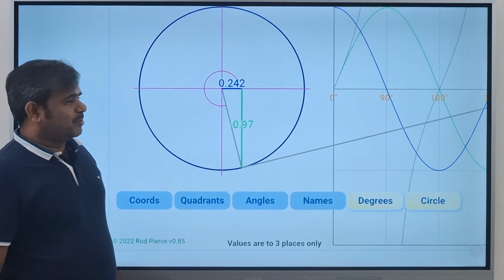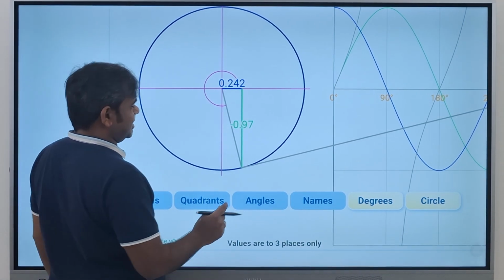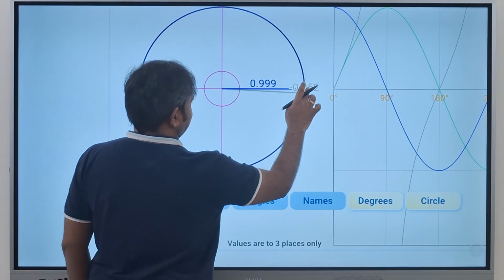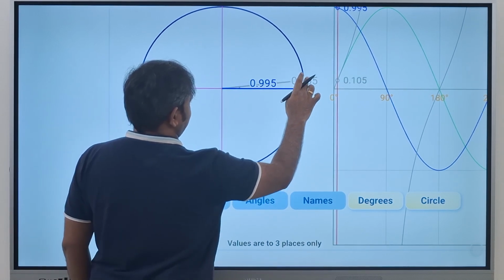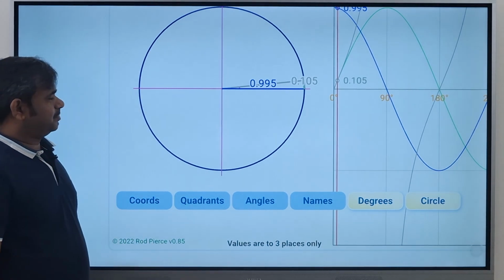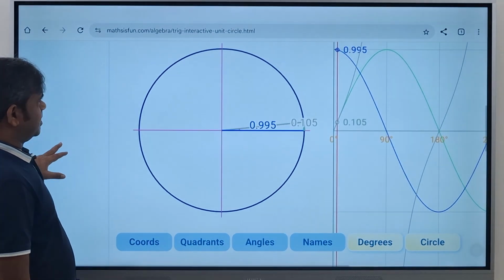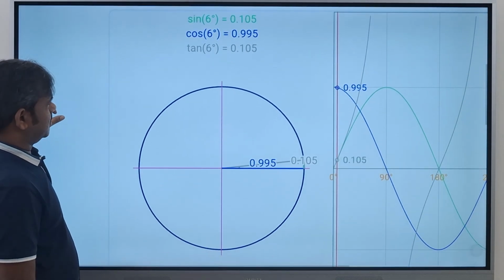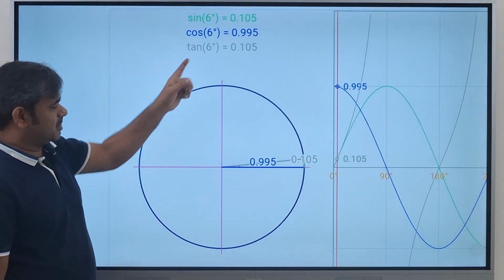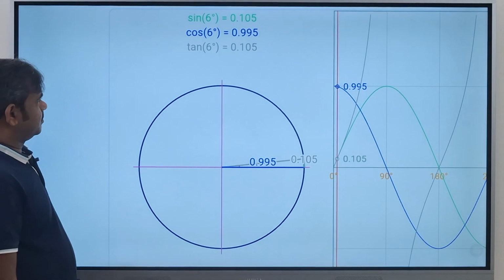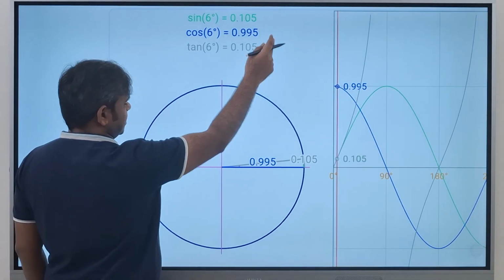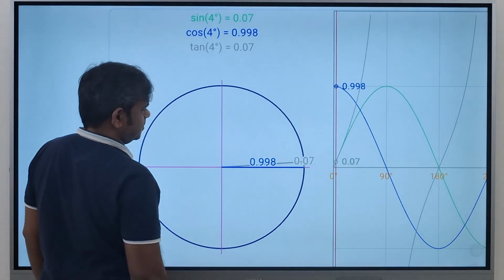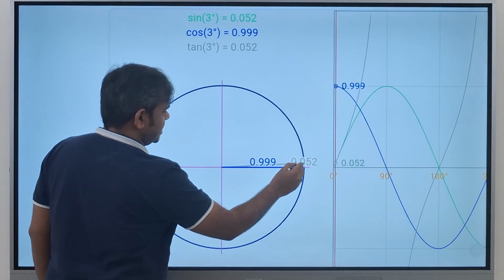Look at this interactive unit circle. Look at this right angled triangle. What is the value of the ratios? Look at the values of ratios here. Sine 6 degrees. This angle is 6 degrees. Now decrease the angle.